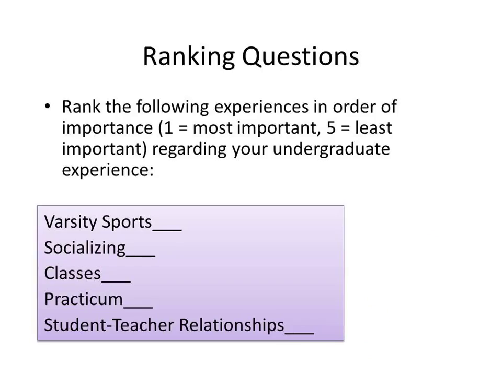A ranking question asks participants to rank this from the least important to the most important. For instance, here are a number of different potential collegiate experiences you might have, and the goal would be for the person to say, okay, so the most important to me in college was classes, followed by my experience playing varsity sports, followed by my socializing, followed by my student-teacher relationships, and practicum was least important to me.